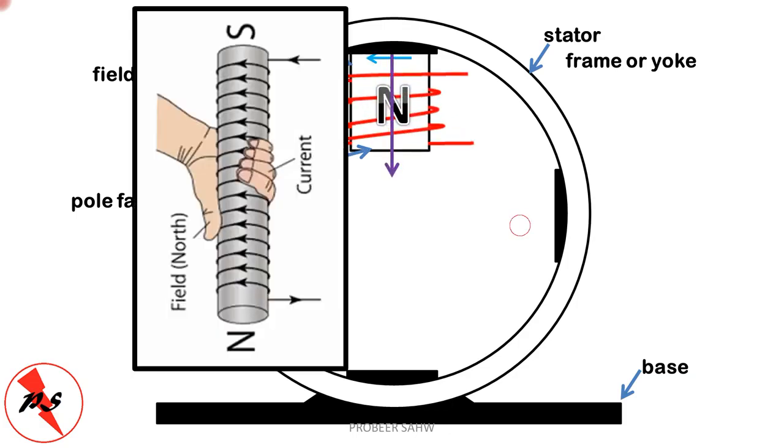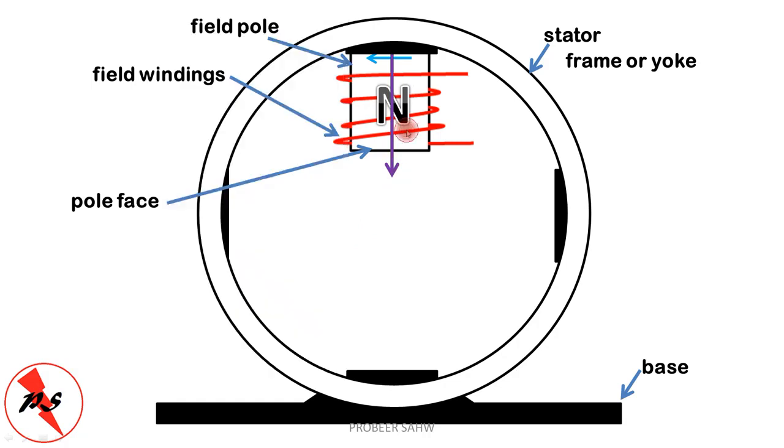Now we can have as many poles as we need according to our application. So this is the north pole. Look, this is the direction of current. So according to the right hand thumb rule, this is the direction of current, and then the direction of the thumb will point to the north pole direction. So this is the north pole.